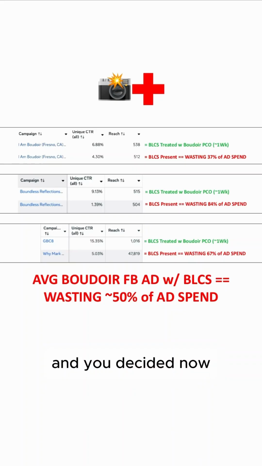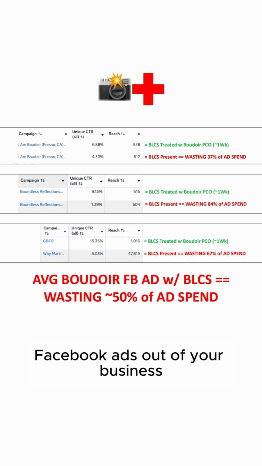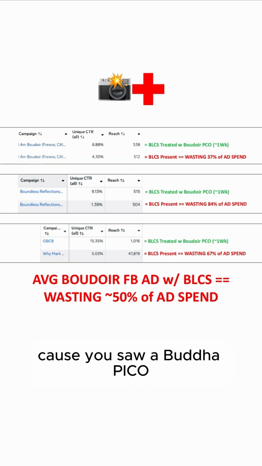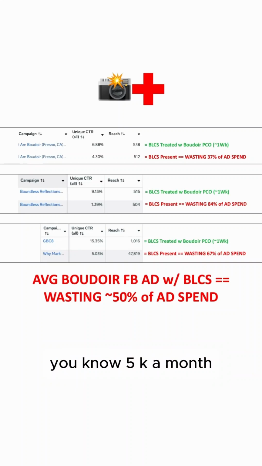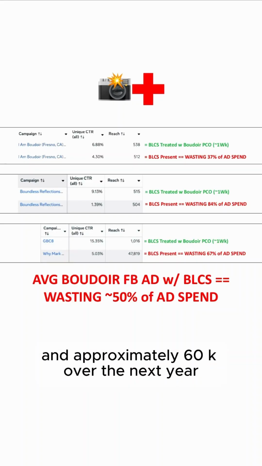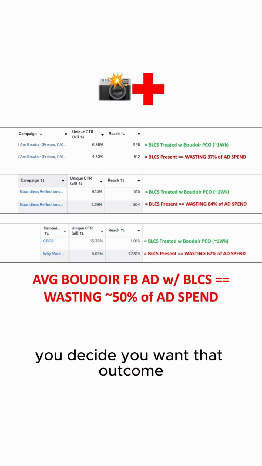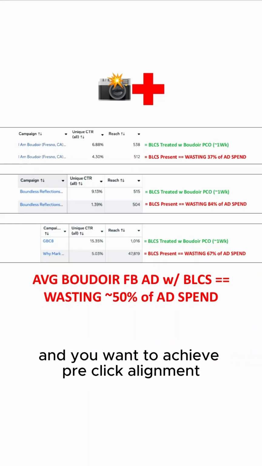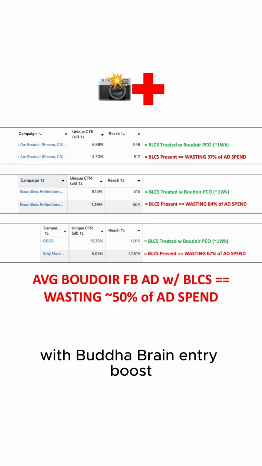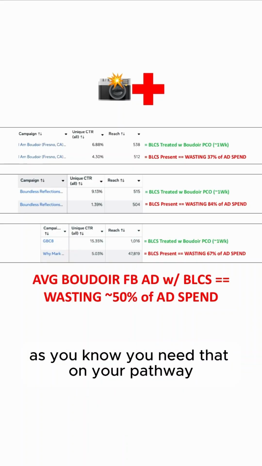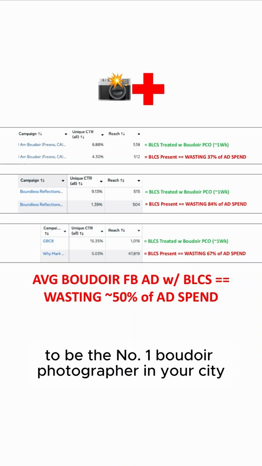You decide now you're finally ready to optimize the Boudoir Facebook ad side of your business because you saw with Boudoir Pico, yeah, it can save approximately 5K a month. Put that back in your pocket that you don't have to spend, so it's not being wasted. And approximately 60K over the next year. You decide you want that outcome and you want to achieve pre-click alignment. You want to become a dominant boudoir advertiser with Boudoir Brain Entry Boost. As you know, you need that on your pathway to be the number one boudoir photographer in your city.